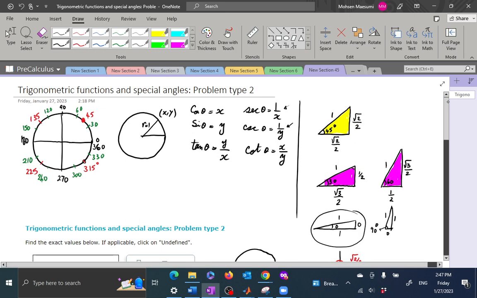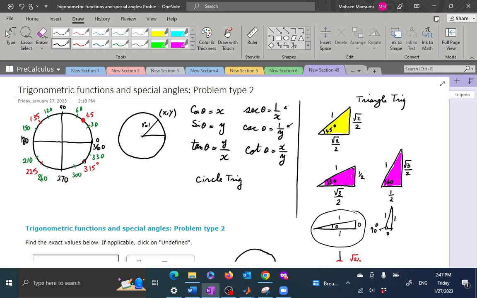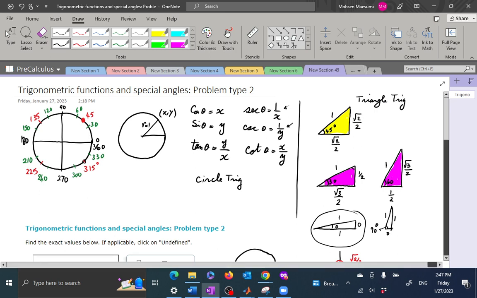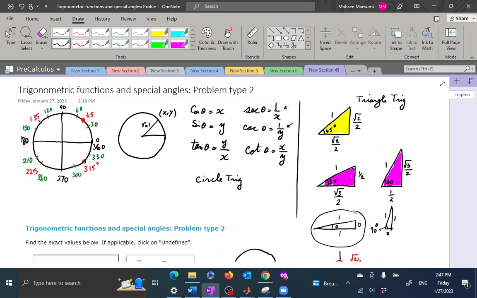So we said there are 2 ways of doing this thing. This is so-called circle trigonometry. It's possible that in high school you went through another version of it, sometimes referred to as triangle trigonometry. And I just want to say that these are the same things. Whatever works for you is fine.